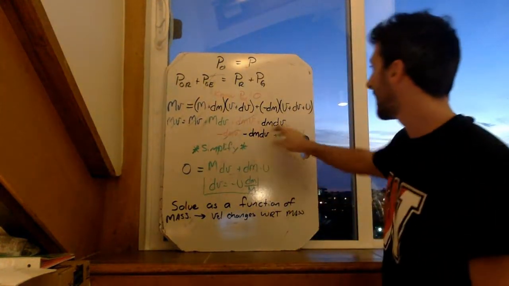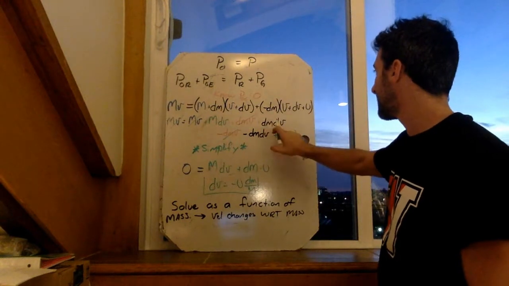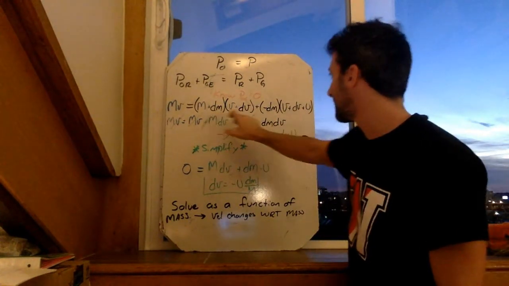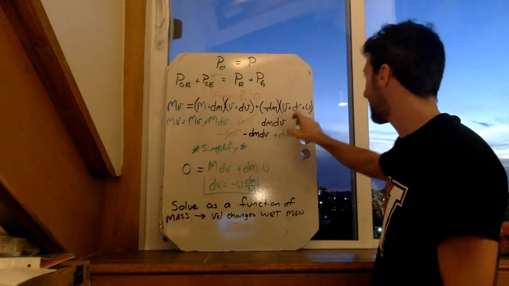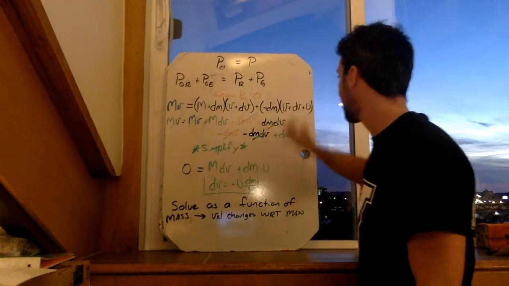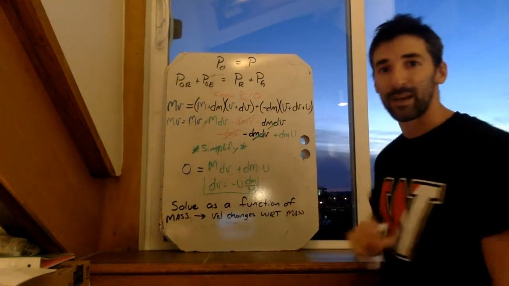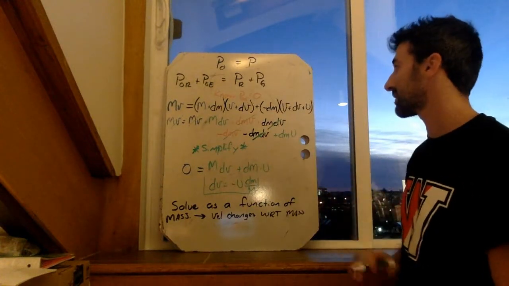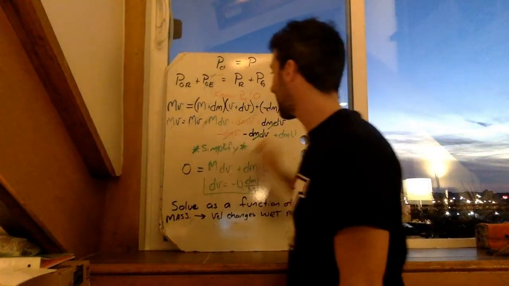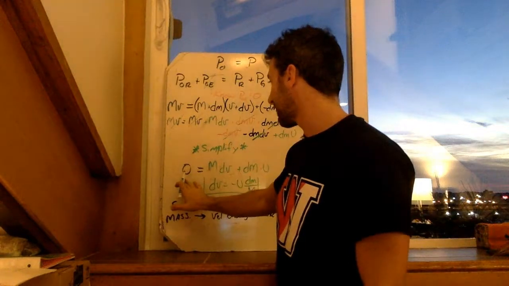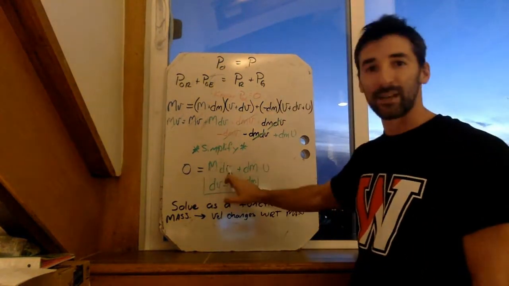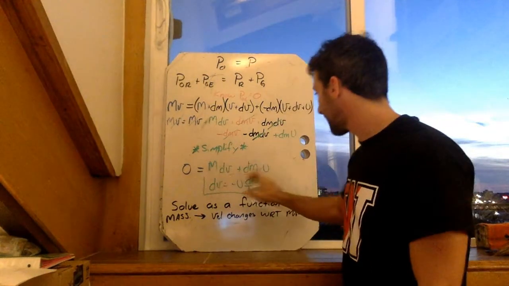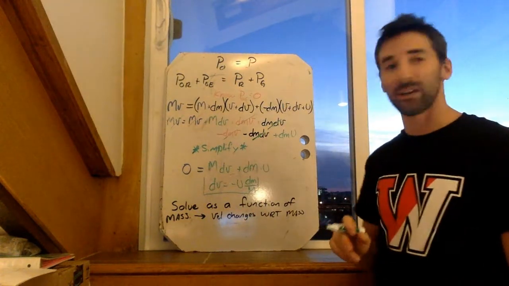That cancels. I distributed: I have negative dm, I have positive dm and a positive dv, and a negative dm and a negative dv. Cancels. And then I have a dm times a u, my exhaust velocity. So when I simplify all of that, I've got 0 equals the mass times my change in velocity, plus my change in mass times my exhaust velocity.